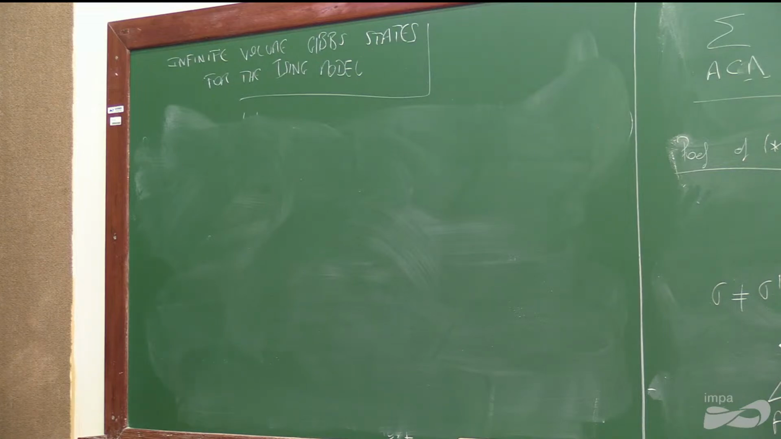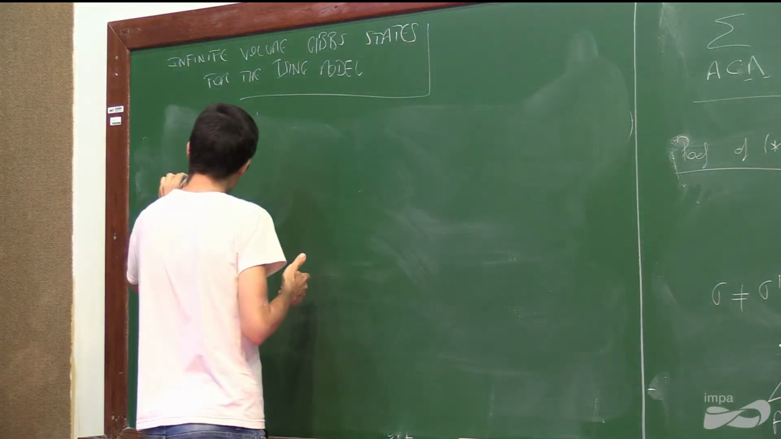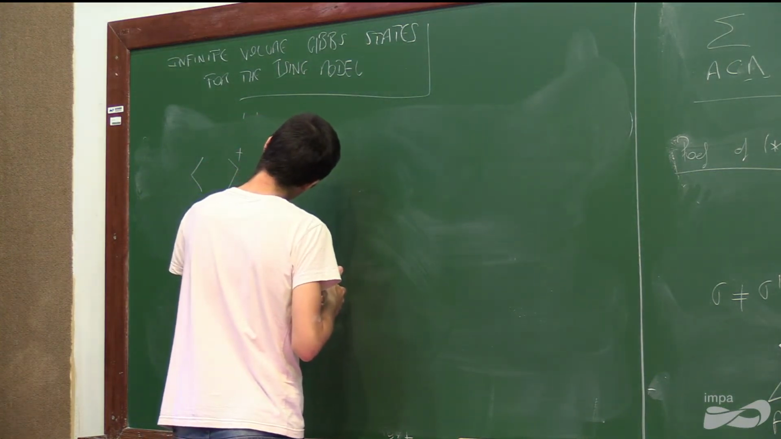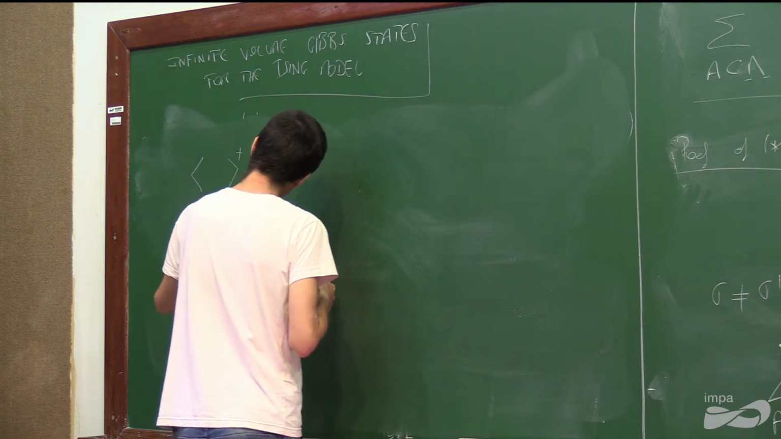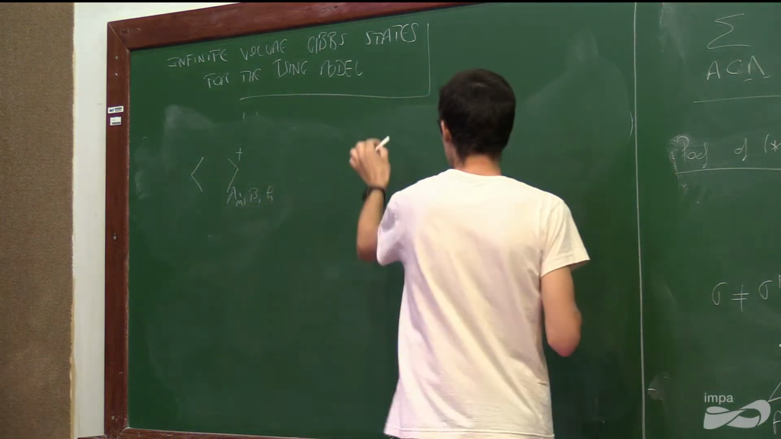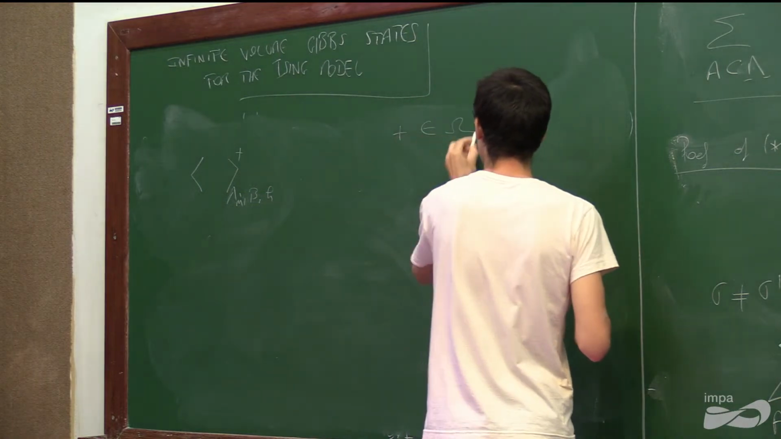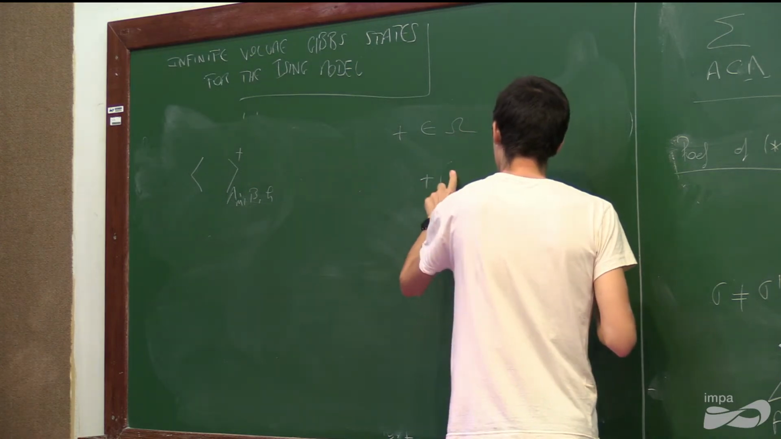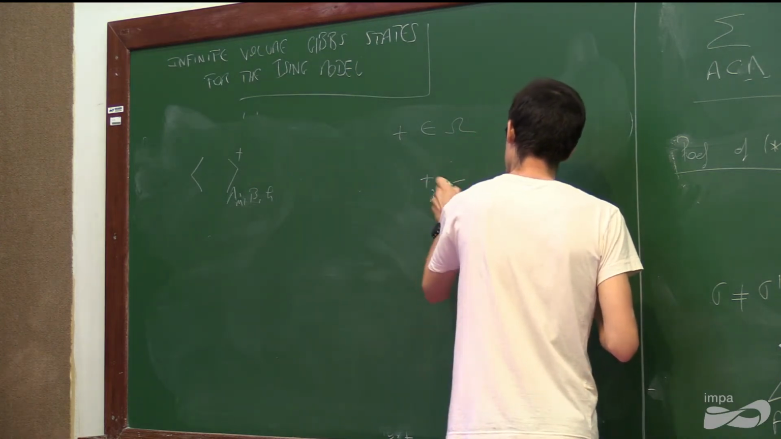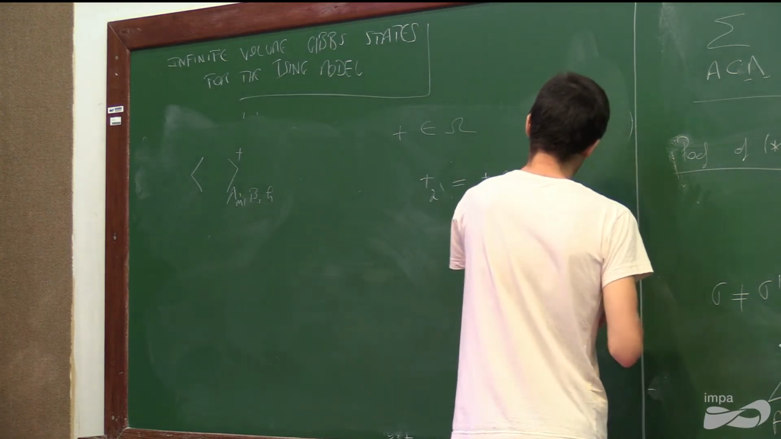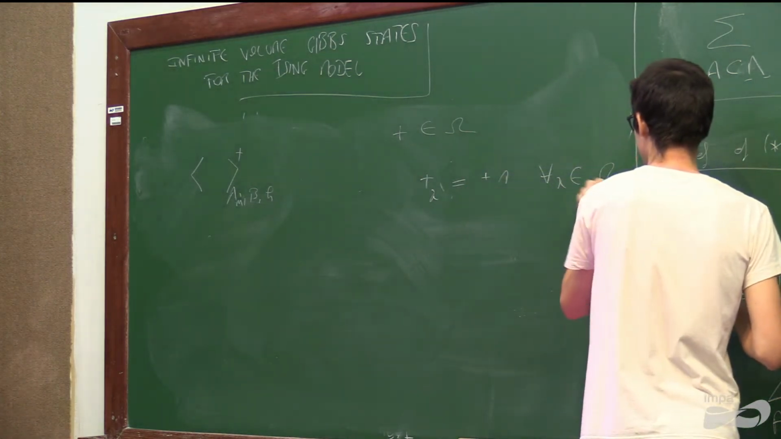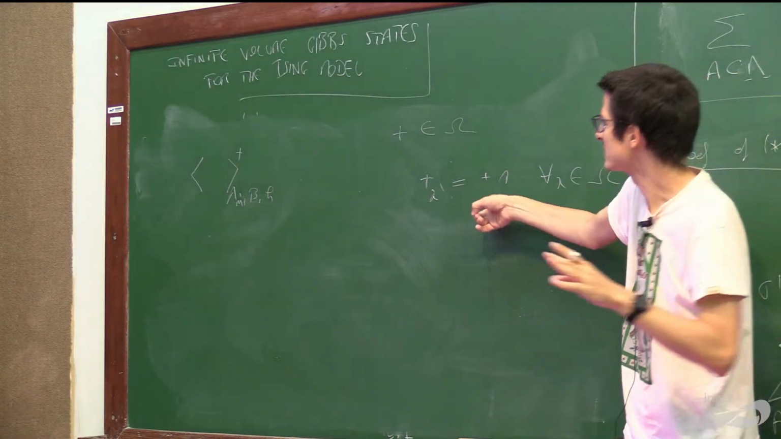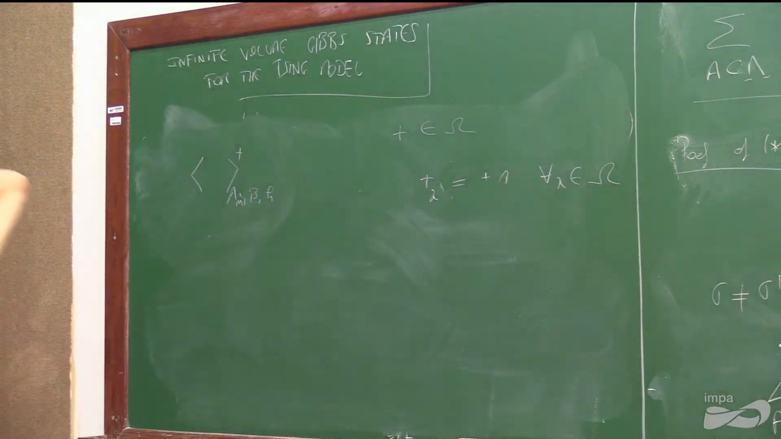So for instance, if you consider plus boundary condition, so by plus, okay, plus is just an element of omega, and what you have is that plus of x is equal to +1 for every x in omega. I just want to say that plus is a special choice of eta.